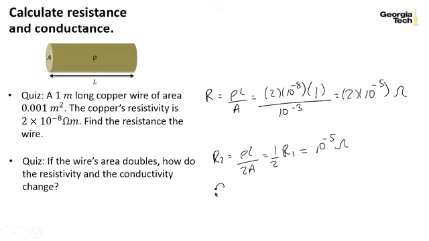Or conversely, we know that G is 1 over R2, or 1 over 10 to the minus 5, or 10 to the 5. So our conductance is also going to double. Our resistance goes down by half, but our conductance doubles.